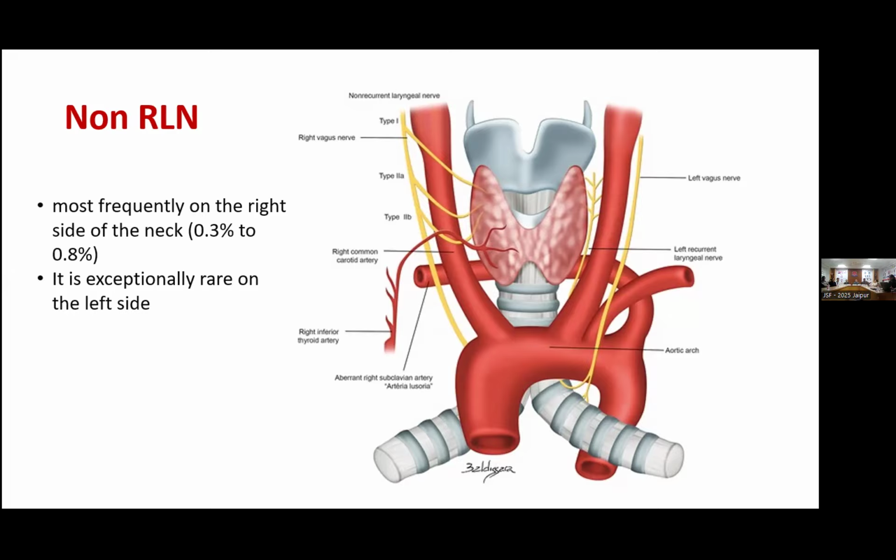So if it's not there in the tracheoesophageal groove even after extensive dissection, be mindful that it may be coming directly from the vagus, posterior to the carotid artery. The trick is to open the carotid sheath and find the vagus nerve there, posterior to the carotid artery. Gentle dissection of the vagus nerve may lead you to a branch from the vagus coming towards the thyroid, which is probably your non-recurrent laryngeal nerve.